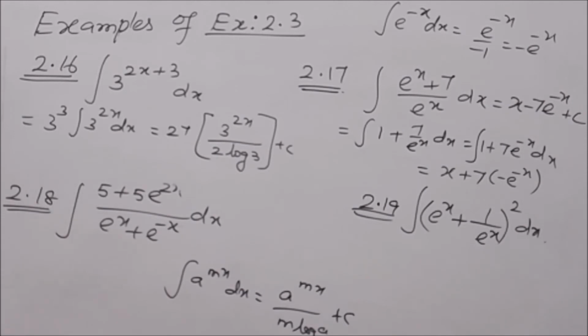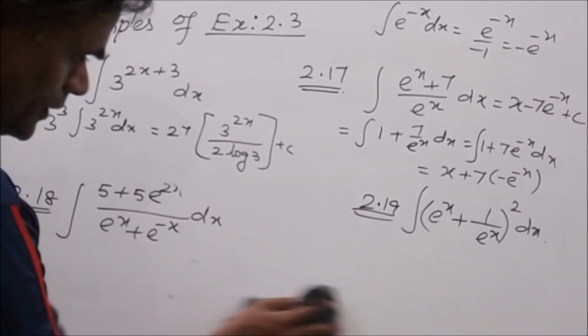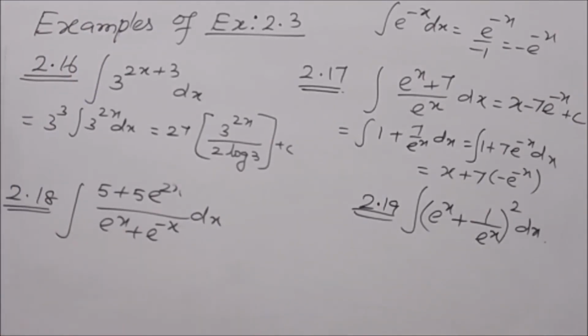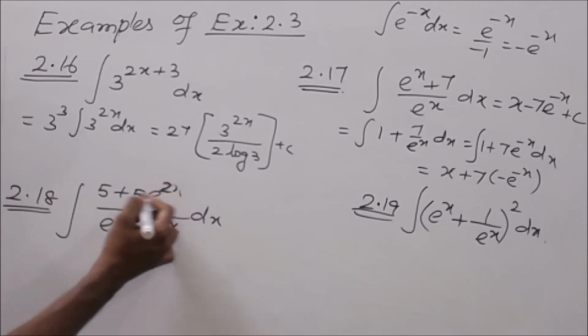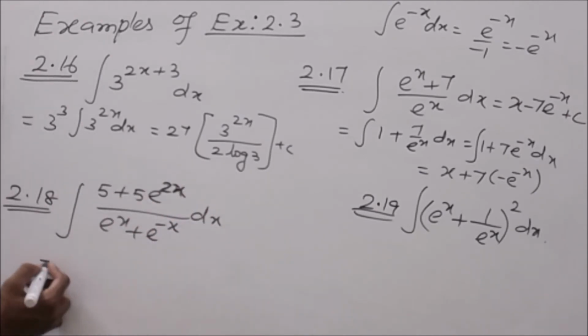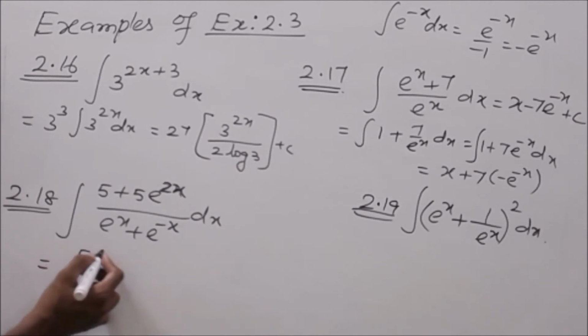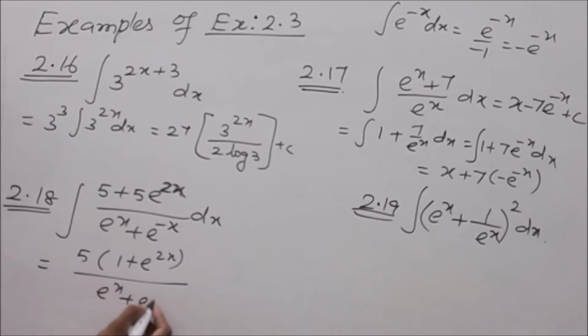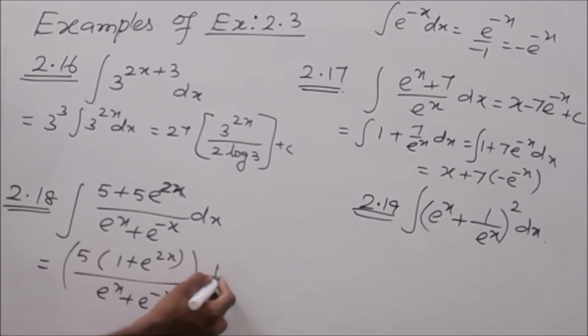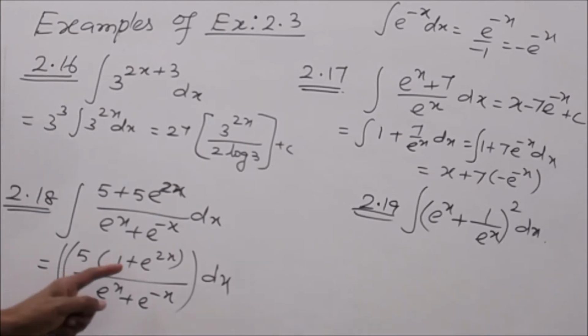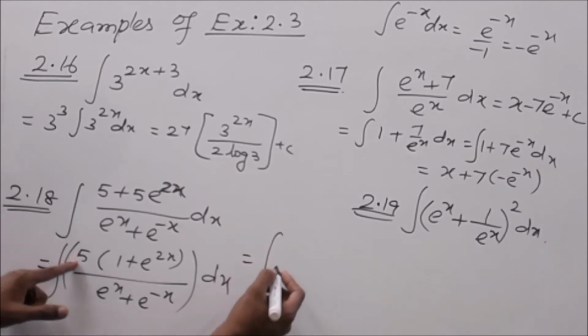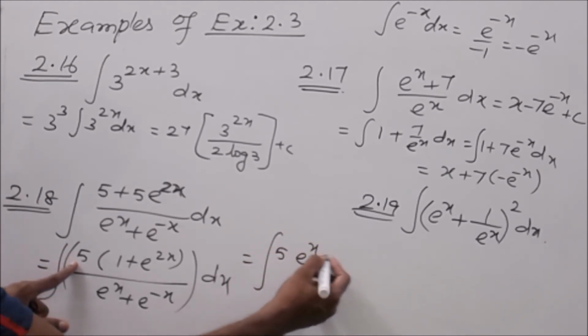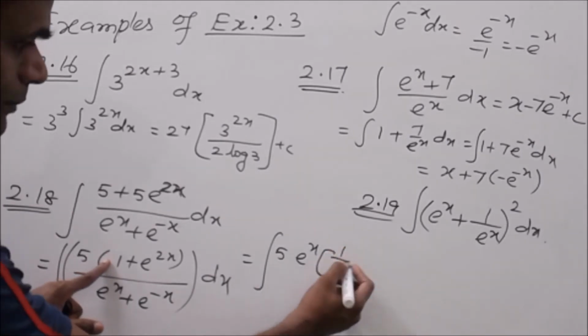And 2.18 we have now. For 2.18, the common term is taken out on the numerator. 5 plus 5e^(2x) is given, that is equal to, taking 5 as common, 5 into 1 plus e^(2x) divided by e^x plus e^(-x) dx. And now look at the numerator, take e^x as common, which is equal to the integral of 5 into e^x. Now here no e^x, so 1 by e^x.